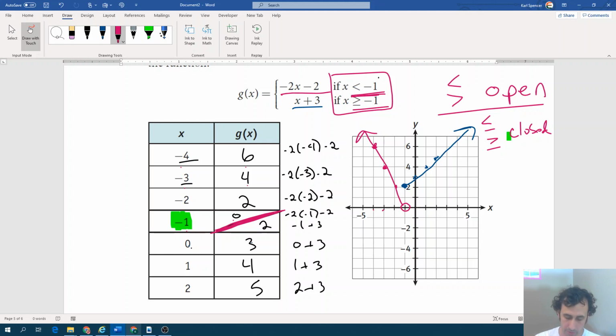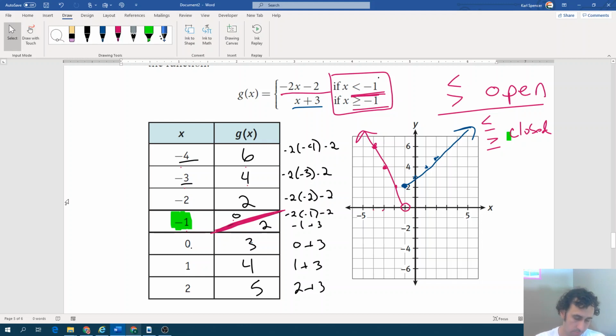And that's where that open circle was. The second equation, x plus 3, didn't start getting graphed until negative 1. So over here on the left side, it didn't exist. Once negative 1 happened, now those are the points. So there is the graph.